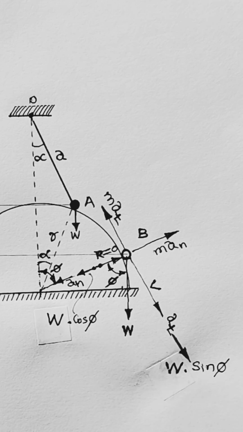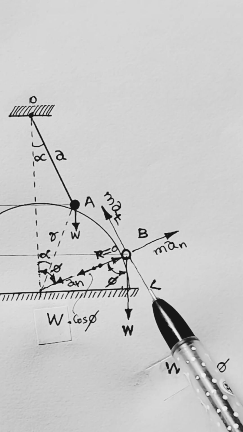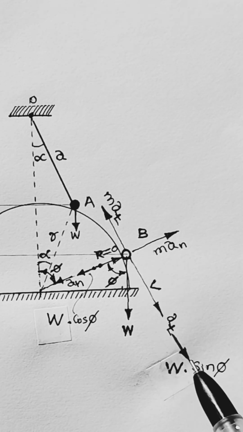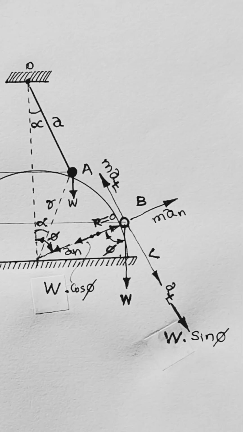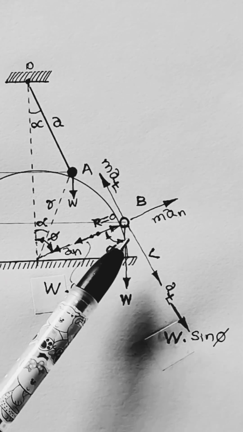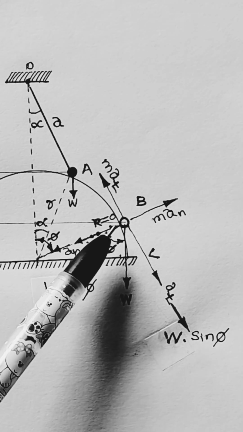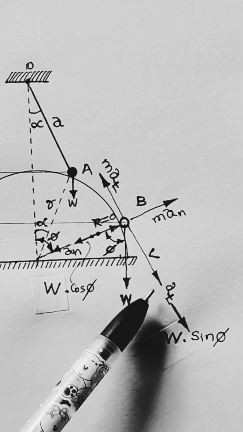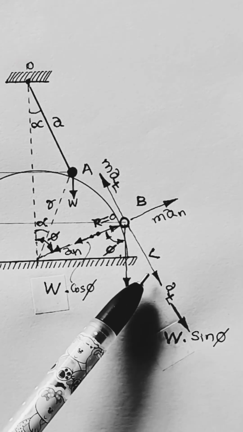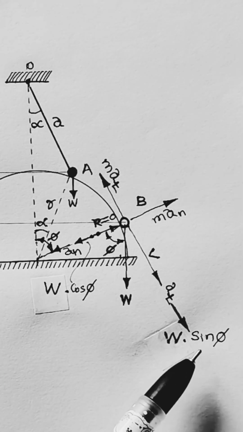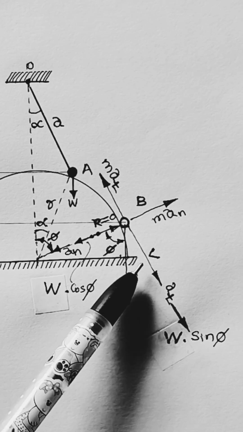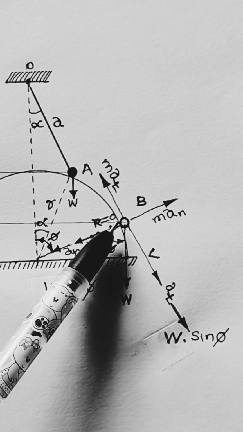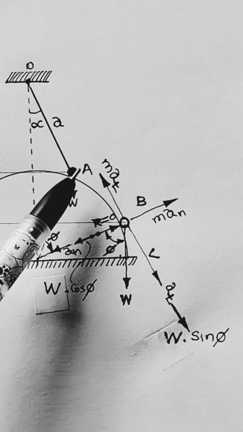Perpendicular to the normal acceleration direction, along the tangential direction, we get a tangential component of weight, W sin phi. Along the tangential direction, the particle velocity is taking place in this direction, and tangential acceleration is also taking place. Opposite to tangential acceleration and tangential velocity, inertia force will be generated in this direction, m at.